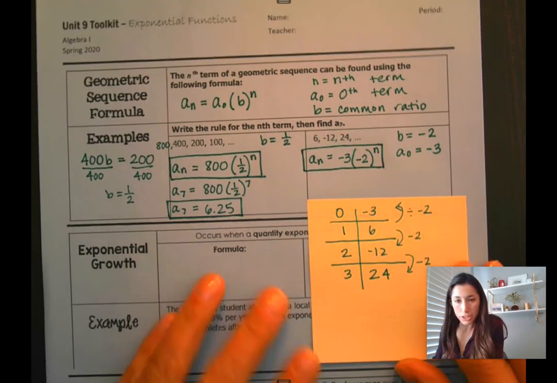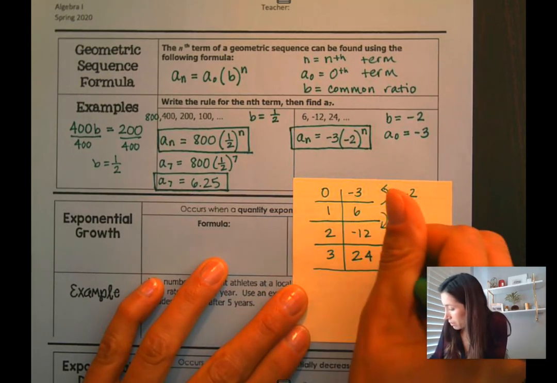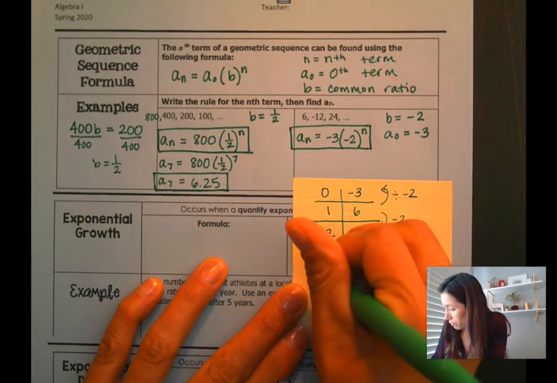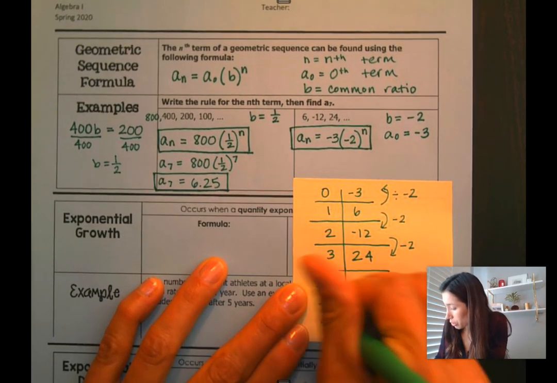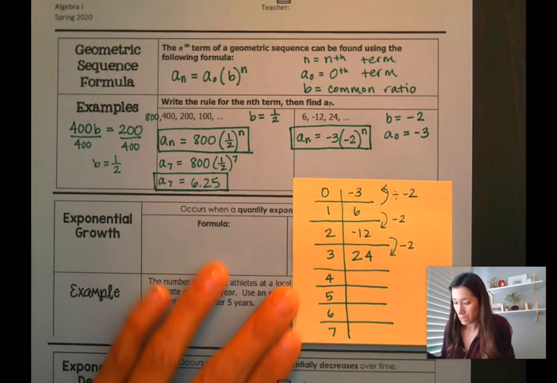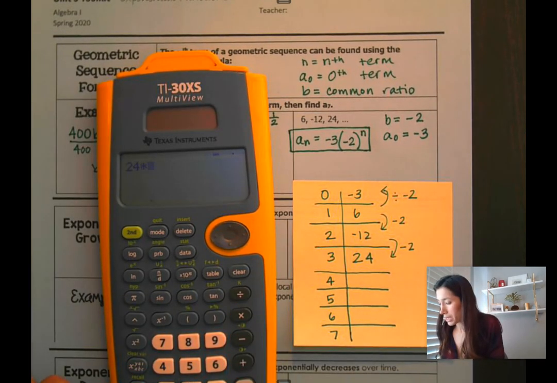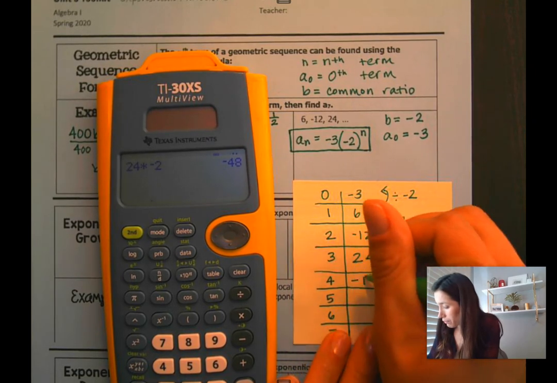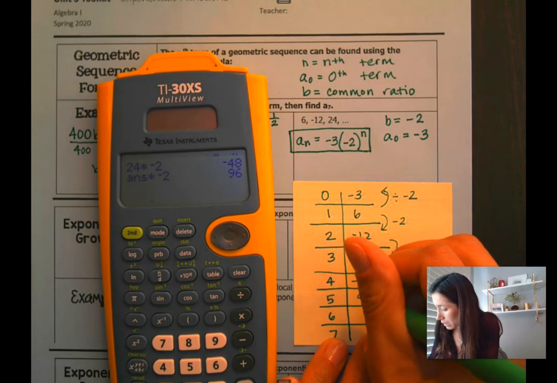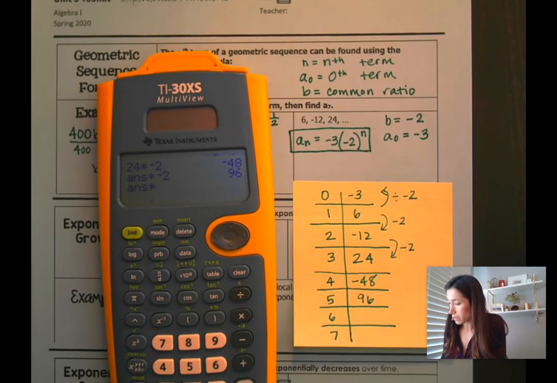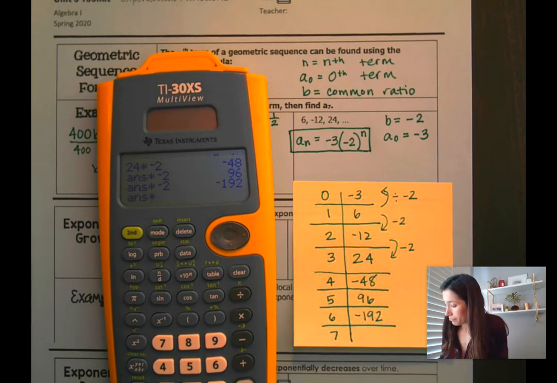So if we want, let's just go ahead and continue this list just to verify we're getting the same amounts. Let's continue this list. Let's get the 4th term, 5th term, 6th term, and 7th term. So for the 4th term, we have 24. Let's multiply by -2. All right, we're going to get -48. Let's multiply by -2 again, 96. Let's multiply by -2 again, -192. And then one last time, 384.